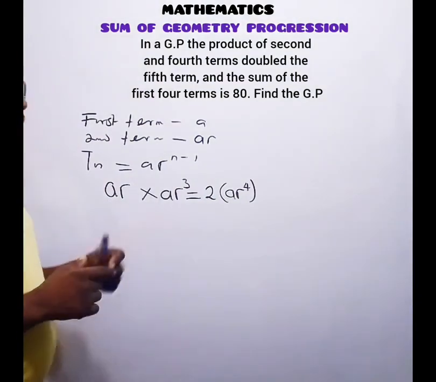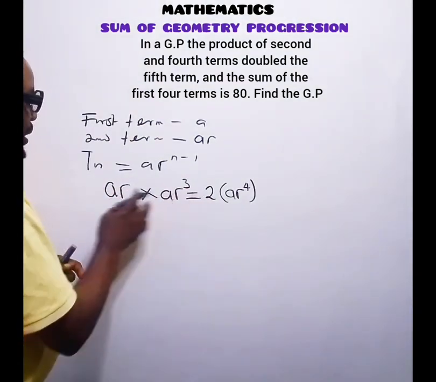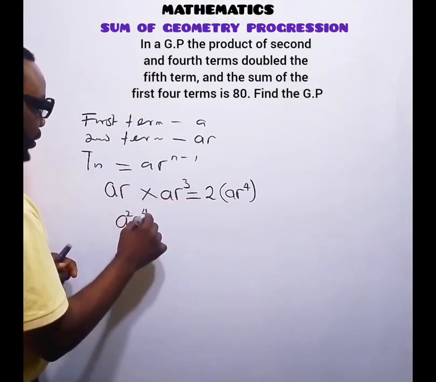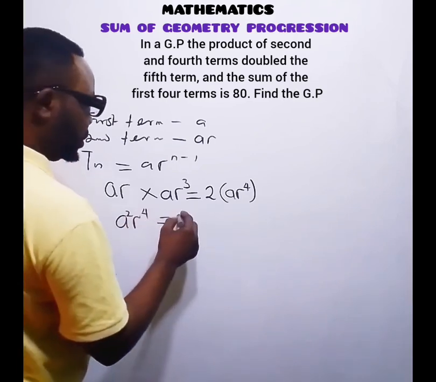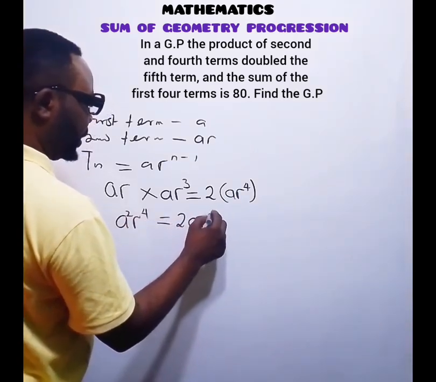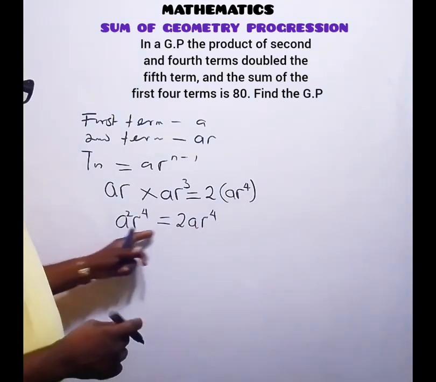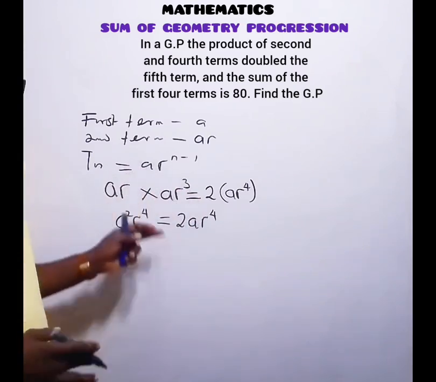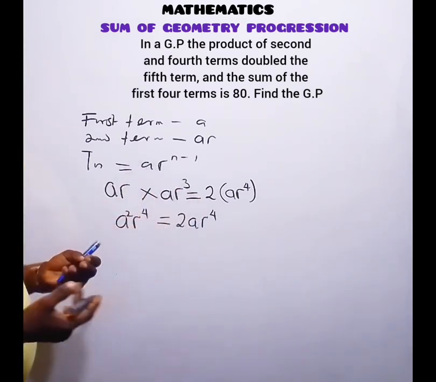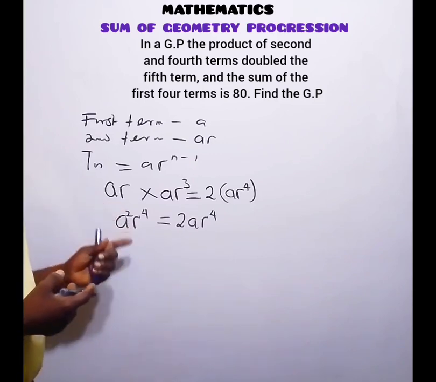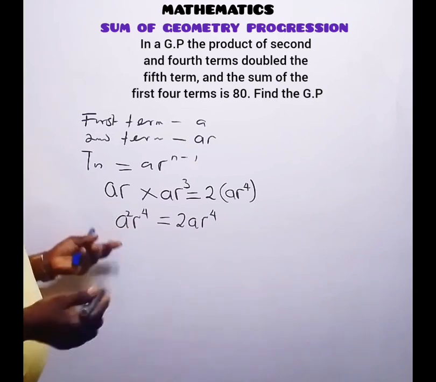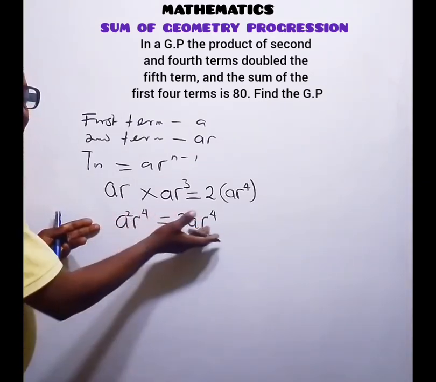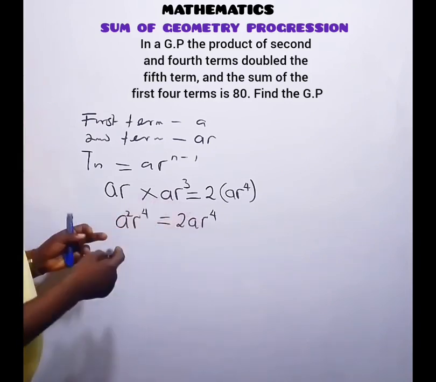Now, when we have it like this, we can say A times A is A squared, then R times R is R raised to the power of 4, will be equal to 2AR raised to the power of 4. That is the simplification of this value we have here. For us to find a particular value here, we can now say, okay, divide both sides by AR raised to power 4, because those values are present in each side.